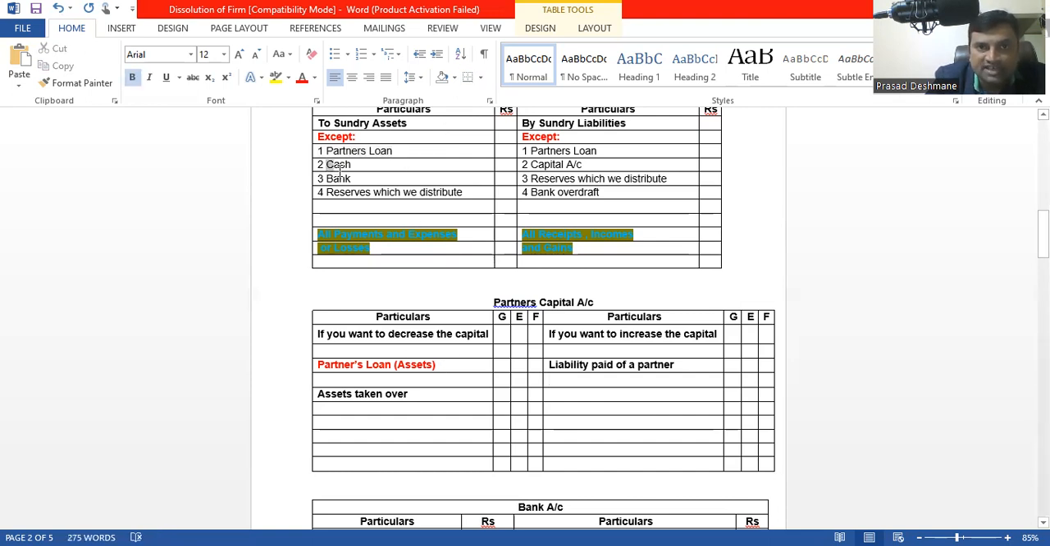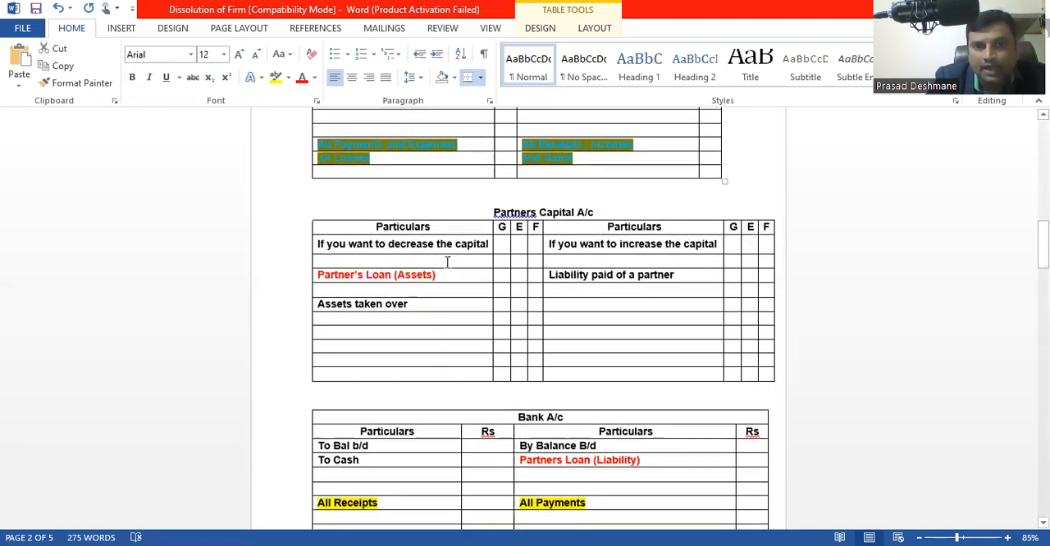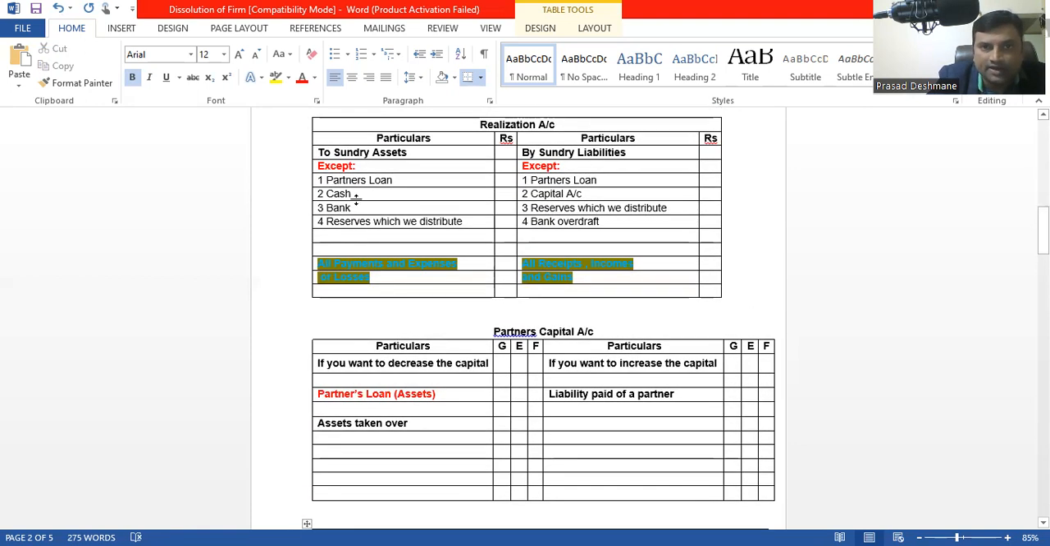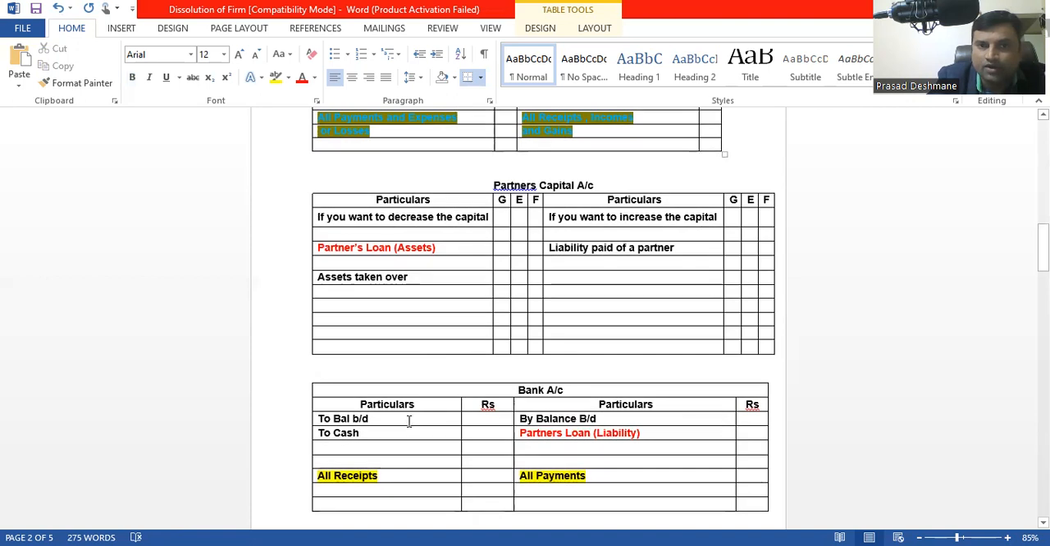Now, what about this cash and bank? I excluded from here. I'll record here in the third account. See here. To balance brought down. This is basically for the bank balance. When you have a bank account, the bank balance will go to the bank account, obviously. And what is excluded, the third one, is cash. Cash will be recorded in the bank account itself, to cash.